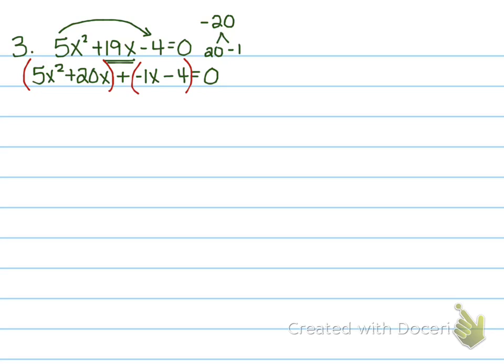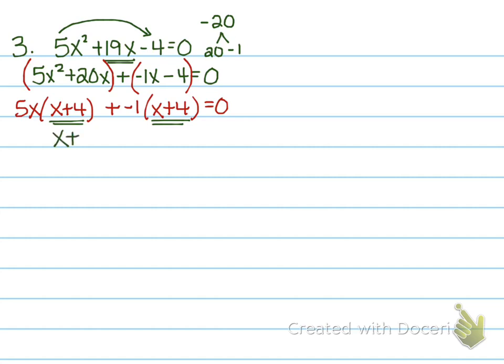So the next step is to take a GCF out of each of those groups. So the GCF in my first one is going to be 5x, and I'm left with x plus 4. And on the second one, it's negative 1, and I'm left with x plus 4. Now, if you notice, the two factors that we have left in the parentheses are equal, which tells us that we did this correctly. So that is one of our factors, and 5x, and then you can write minus 1 here, is our other factor.